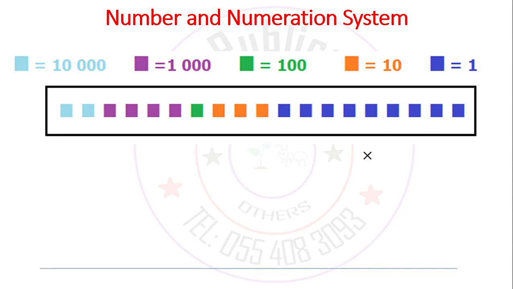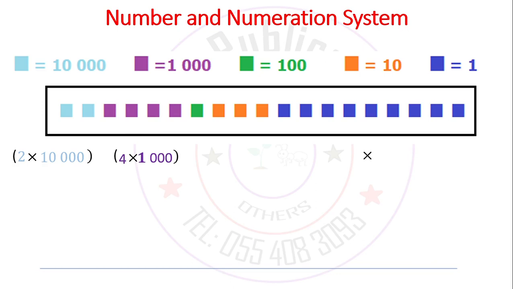Okay, how many 10,000s do we have? We have 2 of the 10,000s. So 2 times 10,000. How many thousands do we have there? We have 4. So 4. Okay, let's put them into brackets first. So 4 times 1,000. Alright. Our brackets again. Don't forget them.